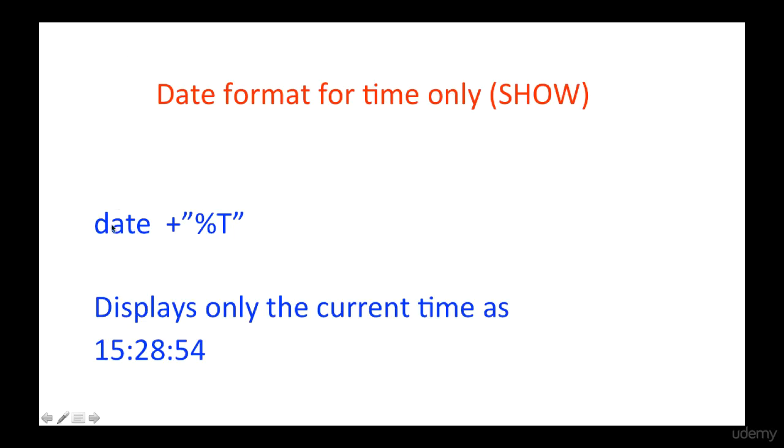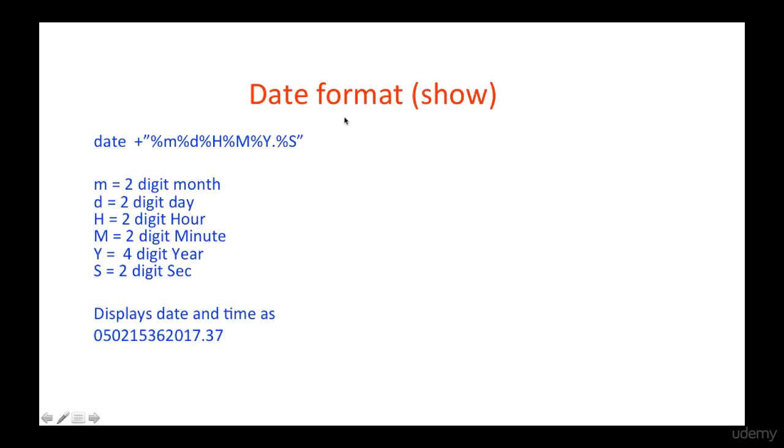The other command is time, which we have already seen. This displays only the time. Then this command is probably very important, and why it is important I will come to later, but first what it will display. If you give in this format, small m is for 2 digit month, d is for 2 digit day, and capital H is for 2 digit hour, capital M is for 2 digit minute. So capital M is for minute, a small m for month, and capital Y is 4 digit for year, and there is a dot followed by %S, which is 2 digit second.